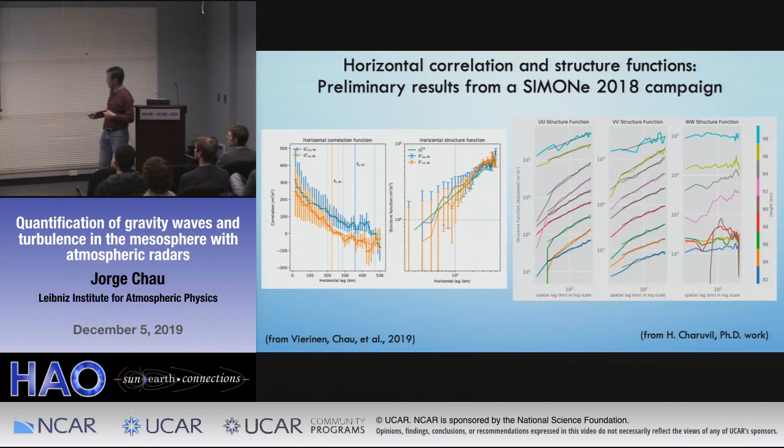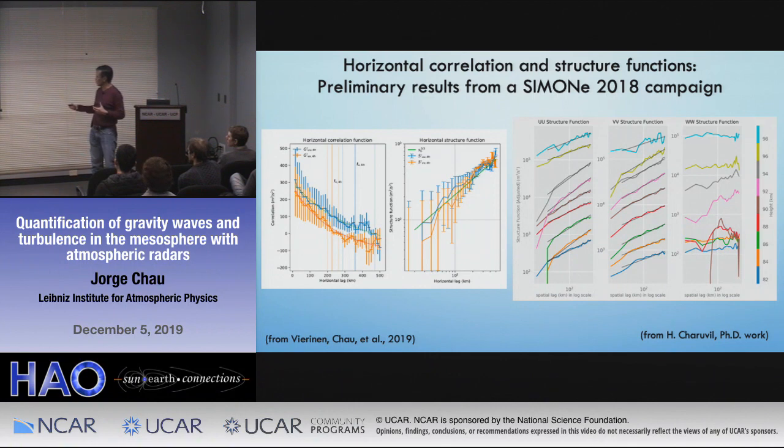This is from 7 days. That's my student presenting a poster. Now for different altitudes, different colors are different altitudes: 84, 86, 88, up to 96. So we are getting now the wave number, because when I say horizontal structure function, that is equivalent to the wave number in the horizontal scale. I'm not putting a K or L because I'm not giving direction. I'm just saying what is the wave number in the horizontal scale.